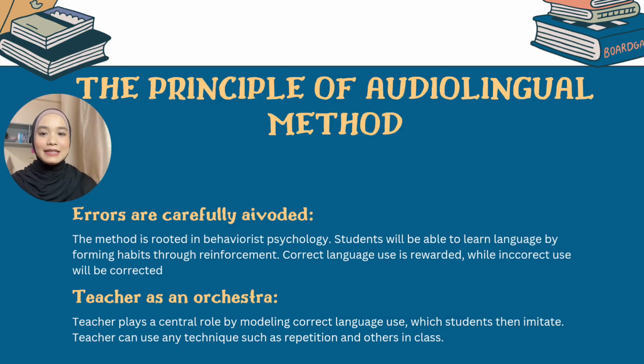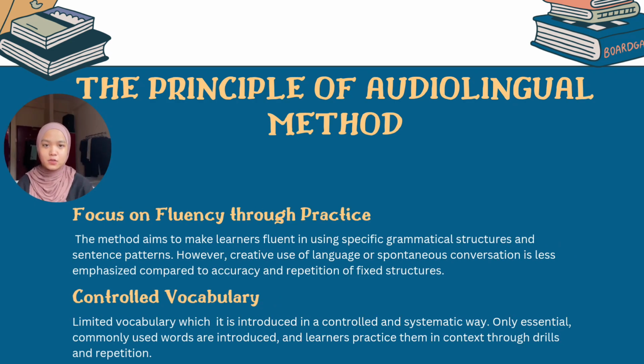Last but not least is the teacher as an orchestra. The teacher plays a central role by modeling correct language use, which students will then imitate. The teacher can use techniques like repetition, substitution drills, question and answer drills, and transformation drills to build fluency. For instance, if the teacher wants to use repetition, the teacher will say, "I want to go to the toilet," then the students will repeat the same sentence as the teacher did. Focus on fluency through practice. The method aims to make learners fluent in using specific grammatical structures and sentence patterns.